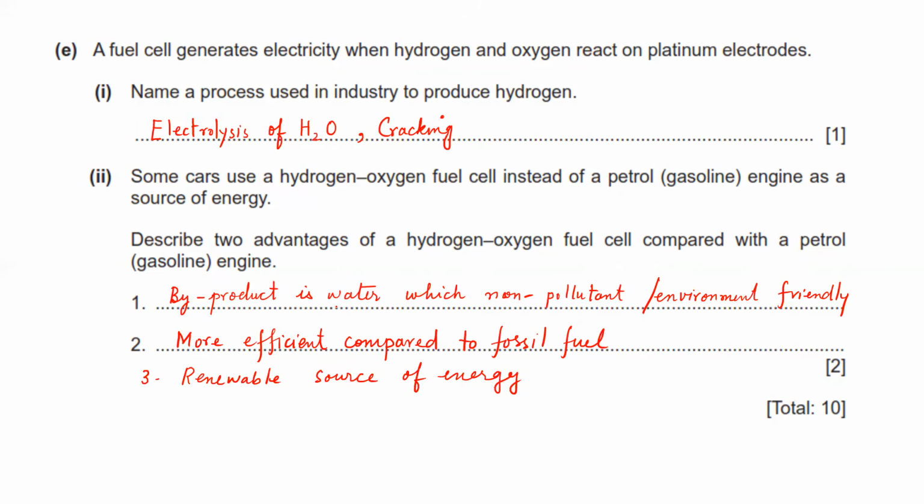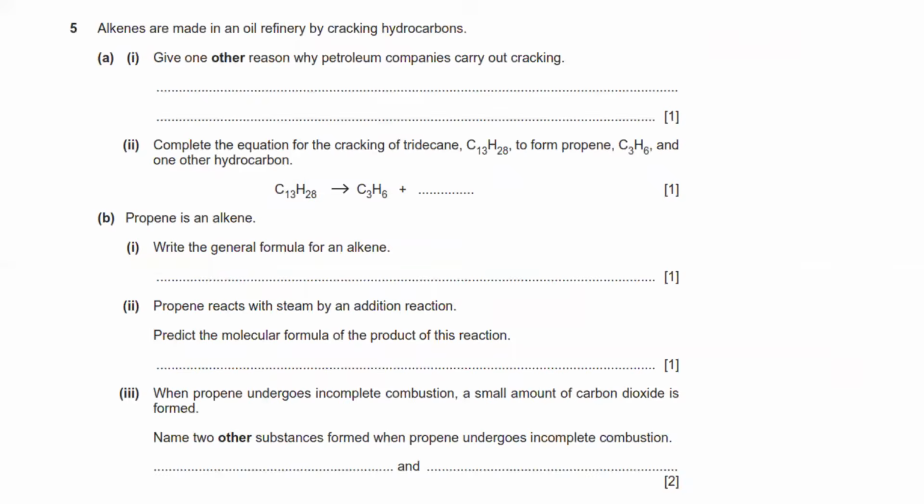They just basically want it to be one single point, and then students to come up with something for point number 2 as well. So then moving ahead, question number 5, it says alkenes are made in an oil refinery by cracking of hydrocarbons. Give one other reason why petroleum companies carry out cracking.